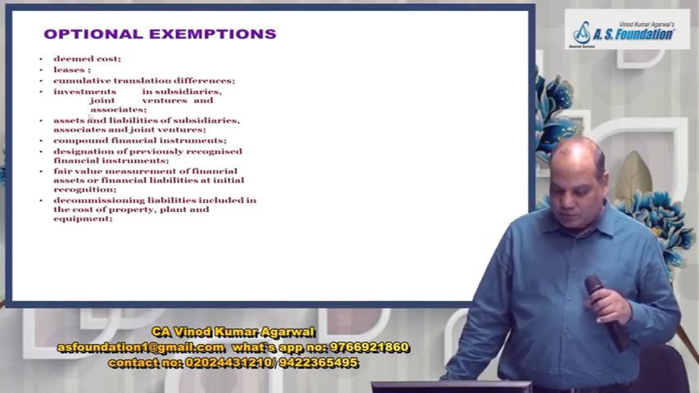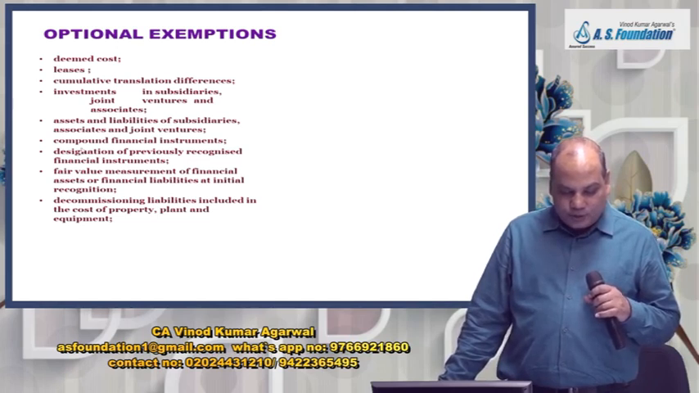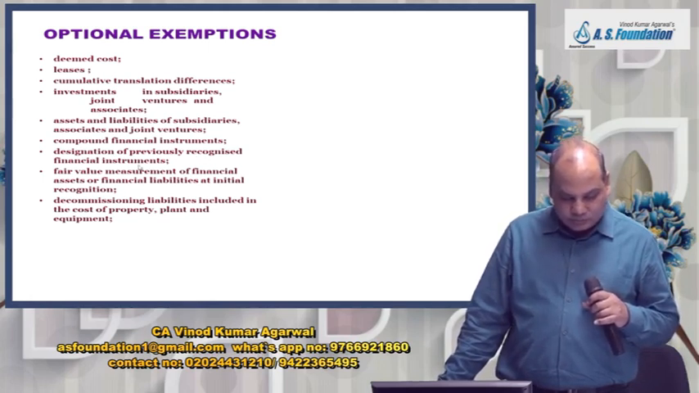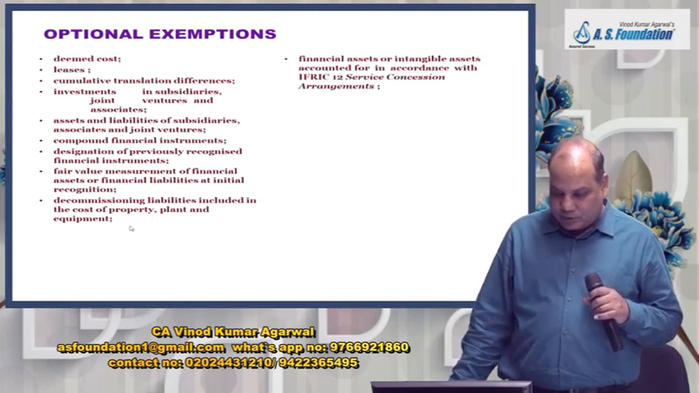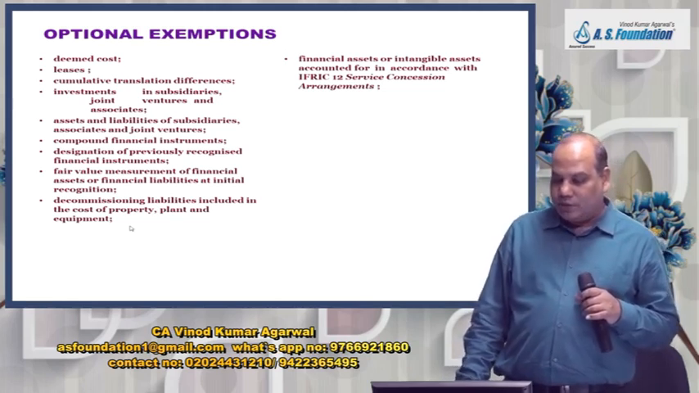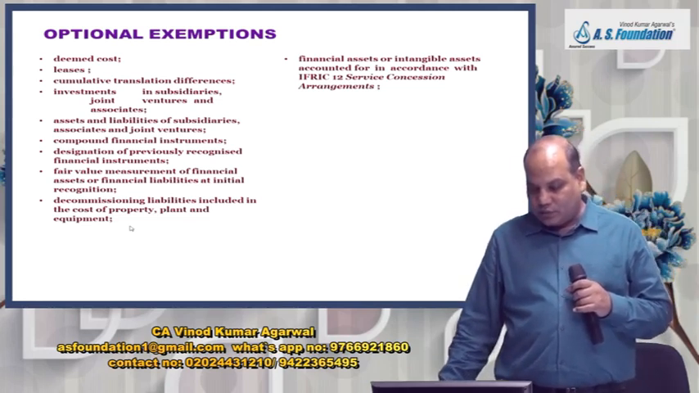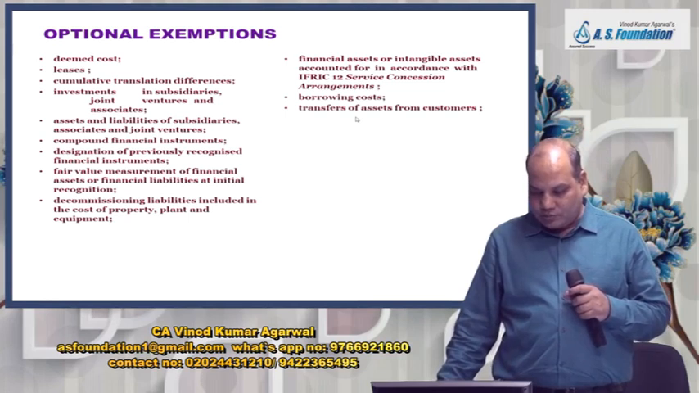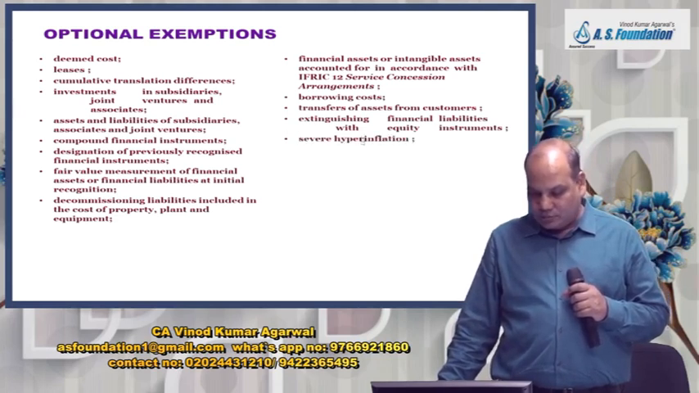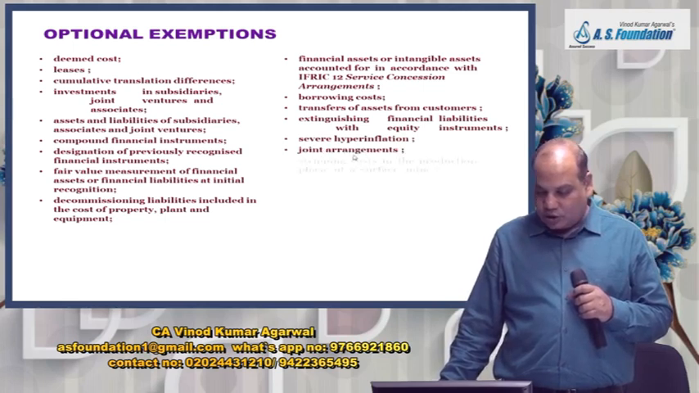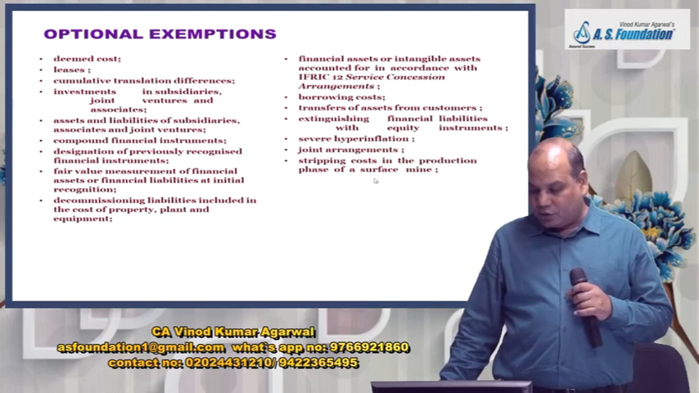Investment in associate, subsidiary, joint venture, assets and liabilities of associate, subsidiary, joint venture, compound financial instrument, designation of previously recognized financial instrument, fair value measurement of financial asset or financial liability at initial recognition, decommissioning liabilities included in the cost of property, plant and equipment, financial assets or intangible asset accounted for in accordance with IFRIC 12, that is called service concession arrangement, borrowing cost, transfer of asset from customer, extinguishing financial liabilities with equity instrument, severe hyperinflation, joint arrangement, stripping cost in the production phase of a surface mine.